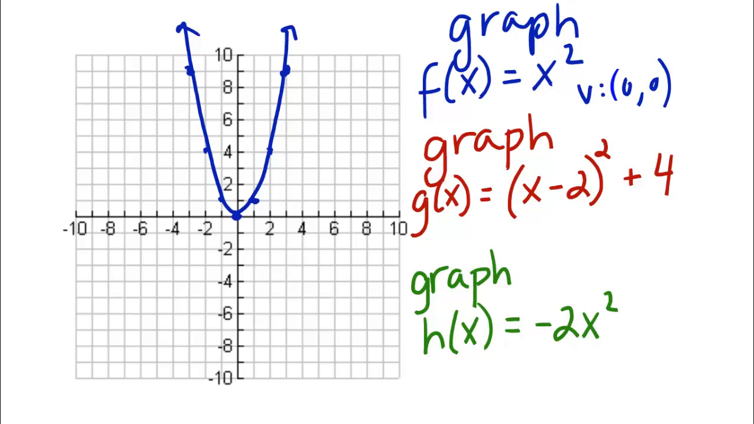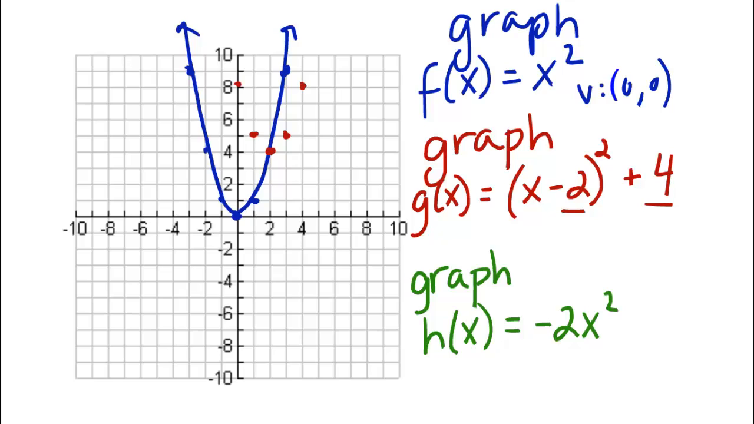Now, from what you remember from translations in the last unit, you might notice something about the next graph. It's going to be in the same family, so it's still this parabola shape, but notice it is shifted 2 units to the right and up 4, based on what we learned about translations from last time. So to graph that, we're going to take all those points in the blue graph and move them 2 to the right and up 4. There's our new vertex.